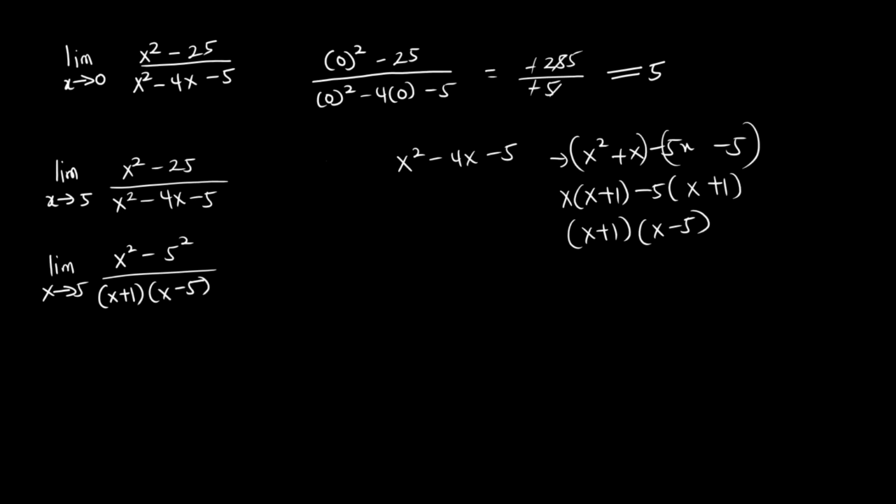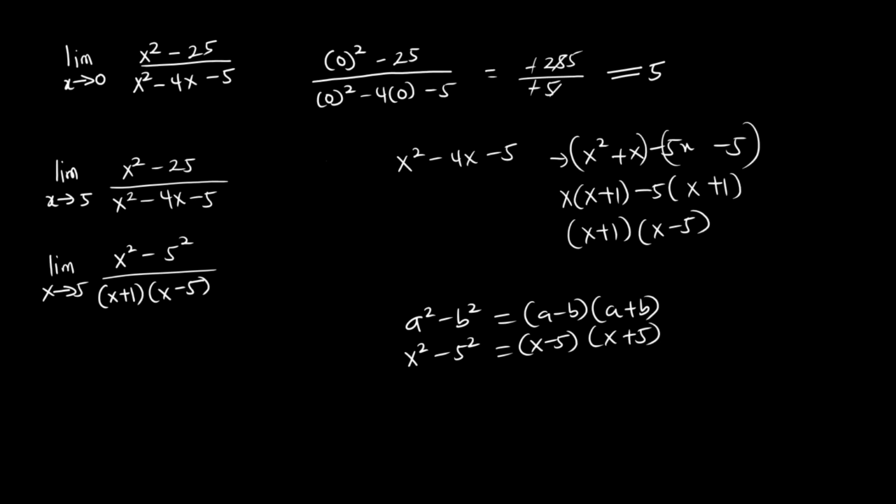So now let's focus on the numerator. We know that if you have an expression of the form a squared minus b squared, you can write this as a minus b multiplying a plus b. So I'm going to do the same to the numerator here, which in this case is x squared minus 5 squared. So you're going to have x minus 5 and then x plus 5.